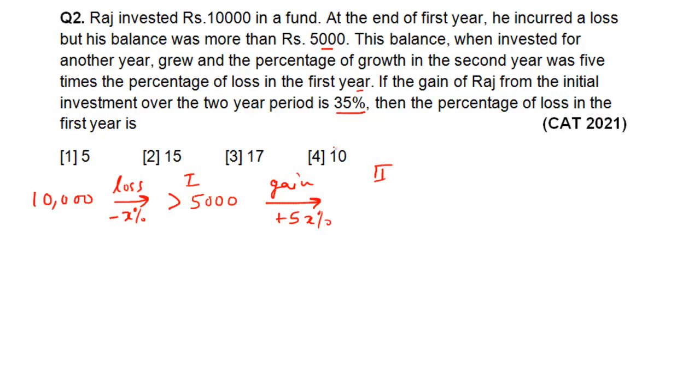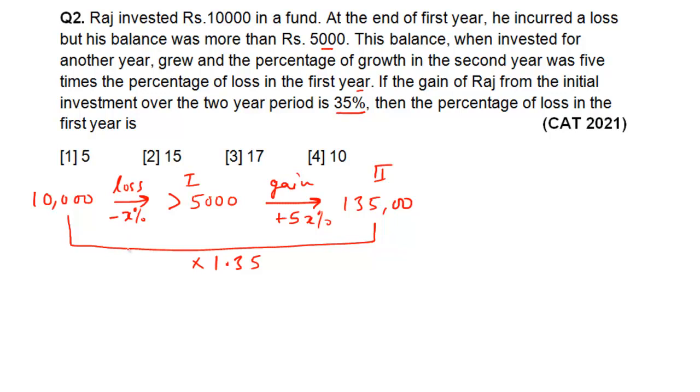And now what is given is that the gain of Raj from the initial investment over the 2-year period is 35%. So when there is a 35% gain from the initial investment, we can directly write this as multiplication by 1.35, that is 13,500. So the initial amount was 10,000 and after 2 years it has become 13,500. So with the help of that we can find out what x is.